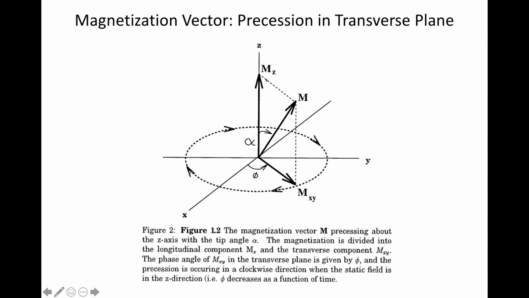What happens when you tip that magnetization away from the Z direction is it begins to precess in this transverse plane, right? And that precession occurs at the Larmor frequency, right? So if we have a B field here in the Z direction, and I push my magnetization away from the Z direction, it will begin to precess around the B field.